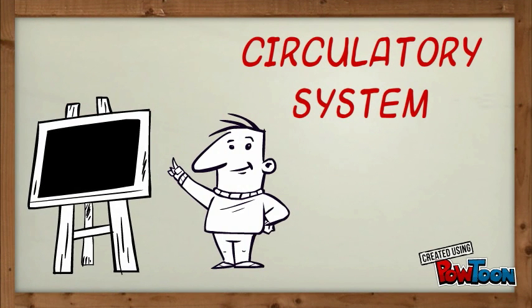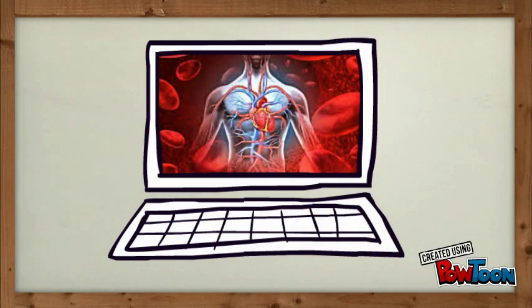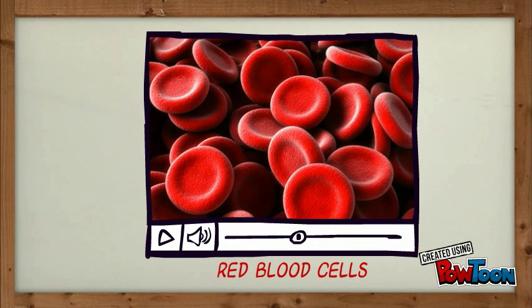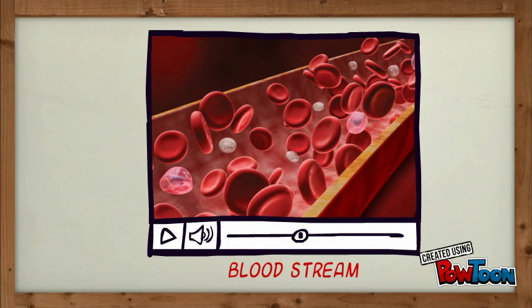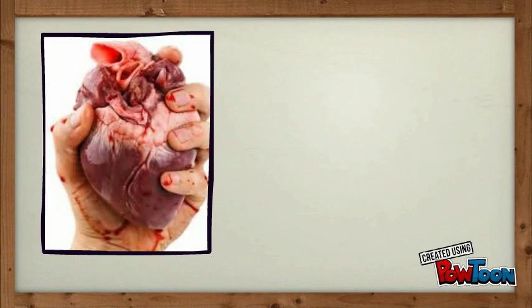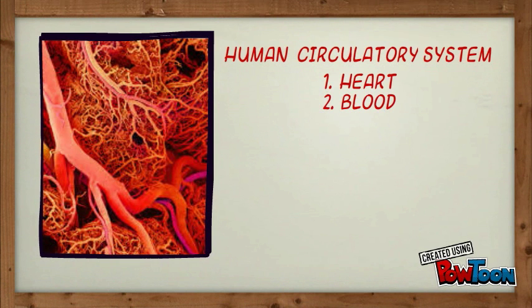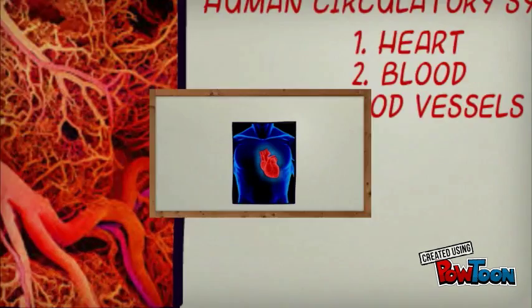First, we will discuss the circulatory system, or more commonly known as the cardiovascular system. The circulatory system is responsible for transporting materials throughout the entire body. It transports nutrients, water, and oxygen to your billions of body cells, and carries away waste such as carbon dioxide that body cells produce. The circulatory system consists of the heart, the blood, and the blood vessels.